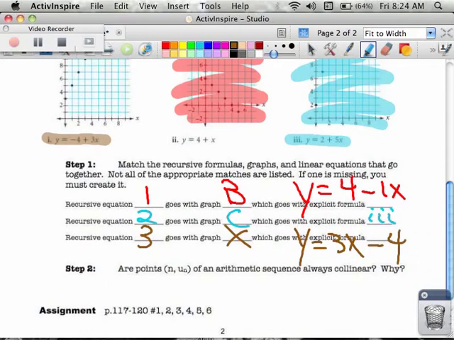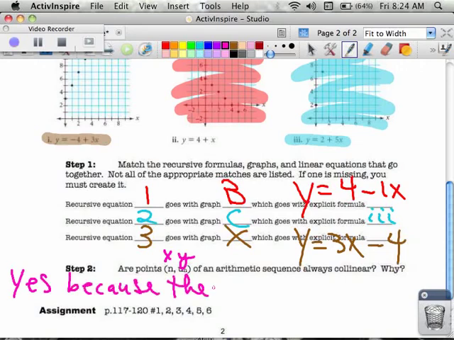And then the last thing is, are the points n and u_n, which is really talking about your x value and your y value, of an arithmetic sequence always collinear? And the answer is yes, because the rate of change is constant.